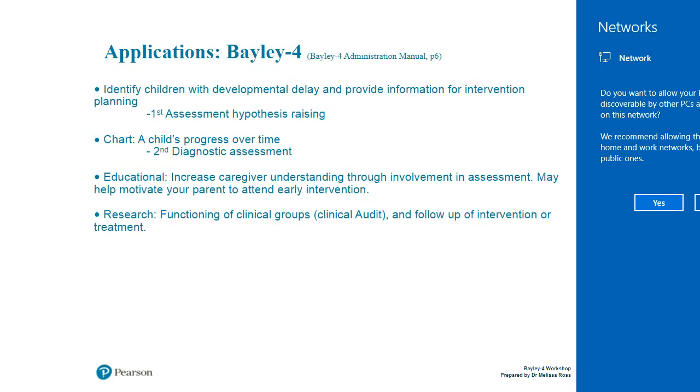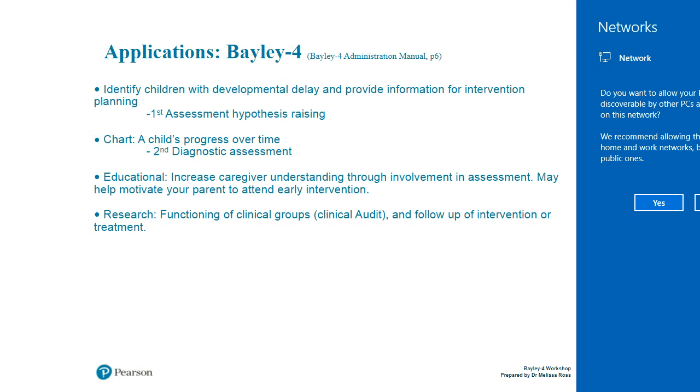The Bayley scales are used to identify children with developmental delay and provide information for intervention planning. Around 10% of children experience a delay in one or more areas of their development at some point in their childhood. The first assessment can be used to hypothesize and make an initial early intervention referral. The second assessment becomes more diagnostic, as it may indicate a pattern of delayed development over a period of time.